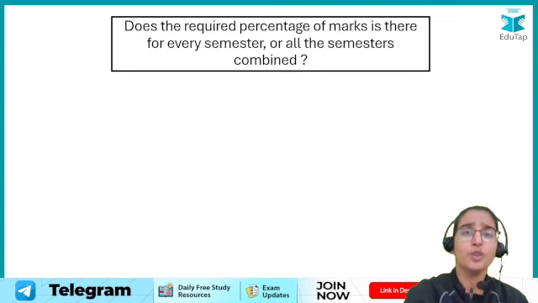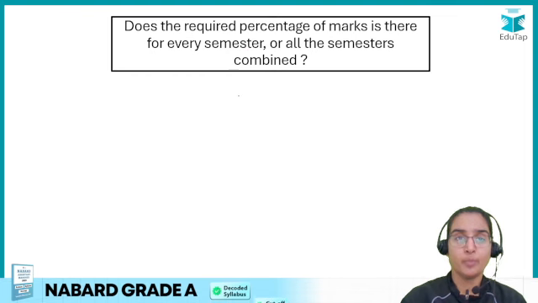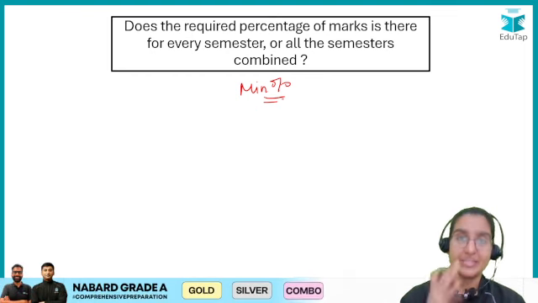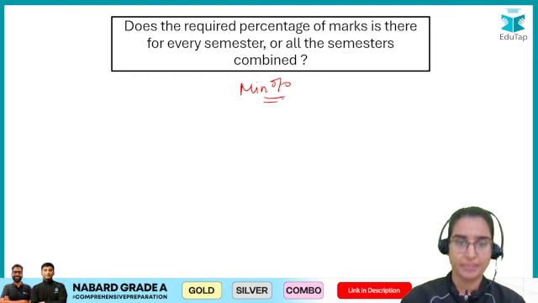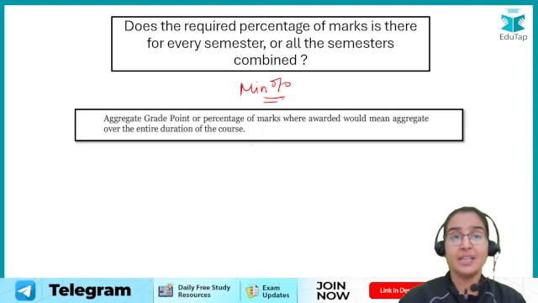Now, moving ahead, another question which comes to the mind of students is that the minimum percentage which is required for us to clear this examination, is that percentage calculated for every semester or all the semesters combined? So students, in the notification itself it is written that the marks will be awarded for the entire duration of the course, right?